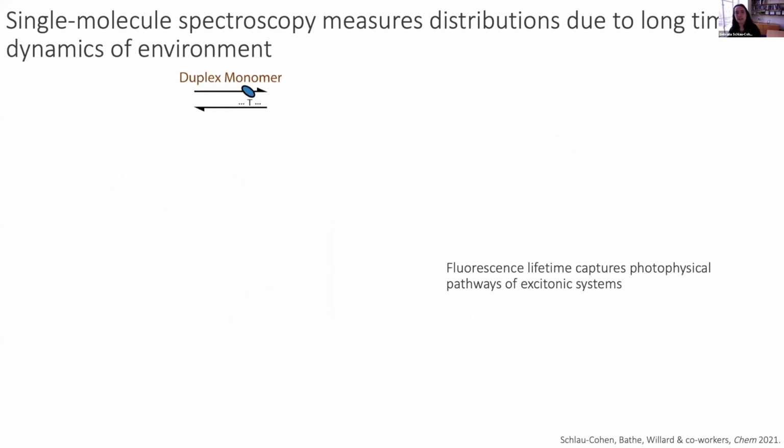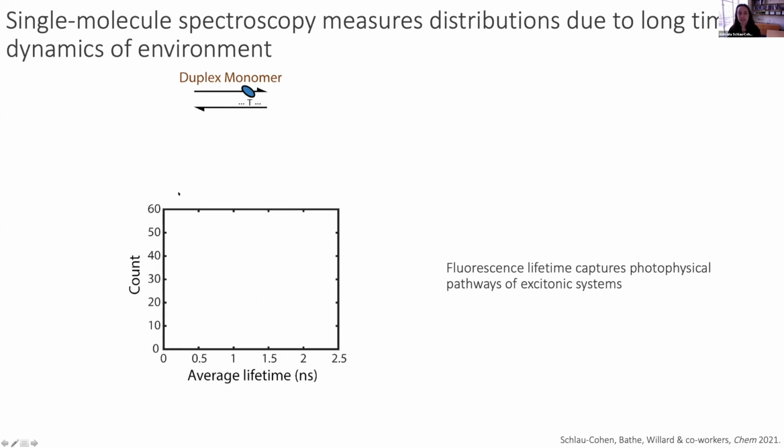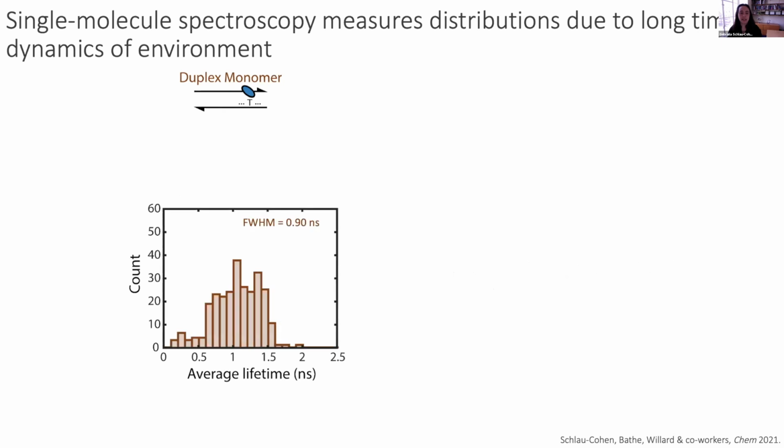So to begin with, we take a monomer, Psi3, on a DNA scaffold. We measure the fluorescence lifetime for one, then another, and then another, and we build up the distribution of lifetimes. And what we see here is that for a single Psi3 dye on our DNA scaffold, the distribution has a width of nearly 1 nanosecond.